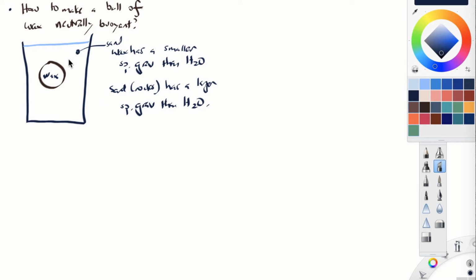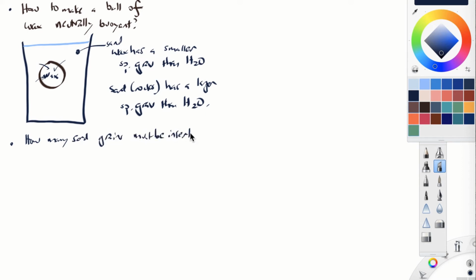So if you take these little grains of sand and you press them into the wax and then put the wax in the water, if you do it just right, you put just the right amount of sand grains into it, you can make overall this wax ball, together with the sand embedded in it, the same density as water, and hence you can make it neutrally buoyant. So how do we figure out how many grains of sand we need to put into this ball of wax? How many sand grains must be inserted?